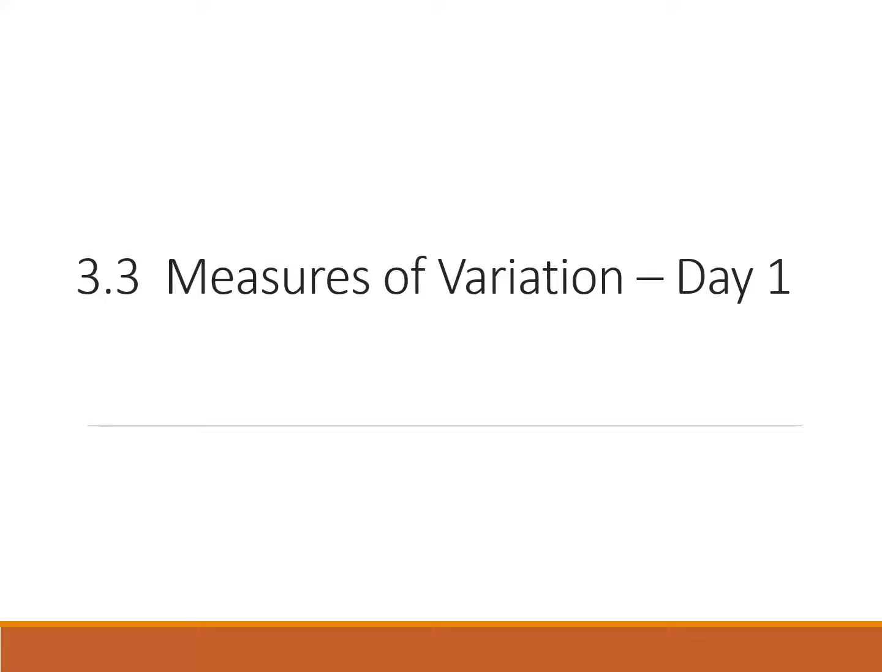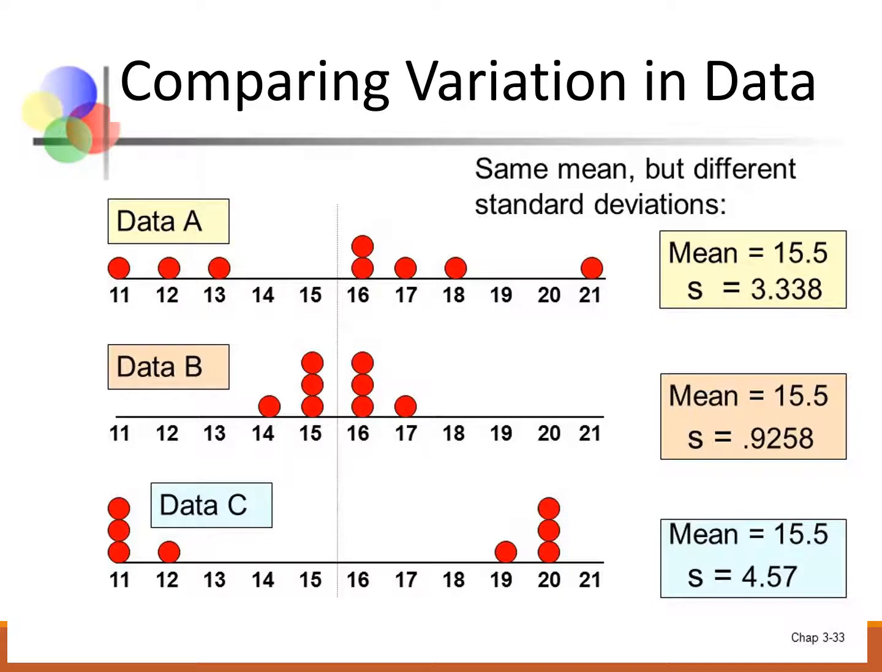In section 3.3, we're looking more in depth at measures of variation. Anytime we describe a distribution, it's really important to give a measure of variation along with a measure of center. In these three data sets here, we can see that they all have the same mean. The mean of all of these is 15.5, but they're very different distributions. So knowing the variation tells us a lot about how spread out the data is.